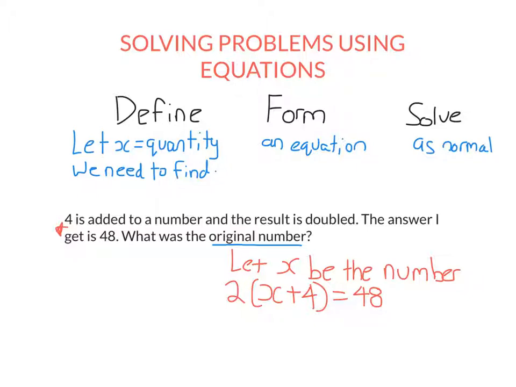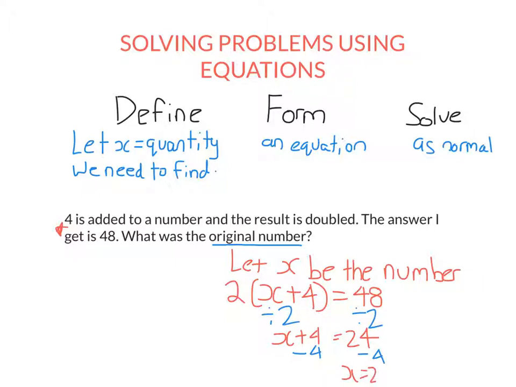So remember when I said when you have an equation with brackets, there's 2 ways you can solve it. You can either expand the brackets or you can divide first. So if we're dividing first, we just divide each side by 2. And then we get x plus 4 is equal to 24. So it's an easy solve from there. We just subtract 4 from both sides and we get x equals 20.